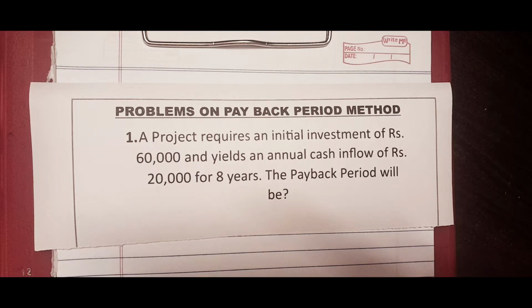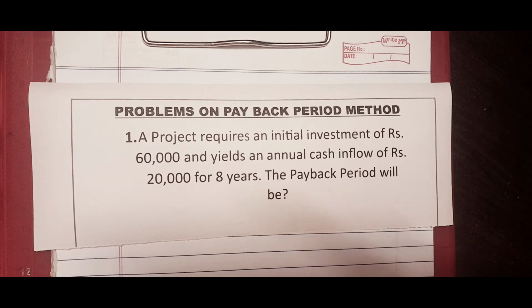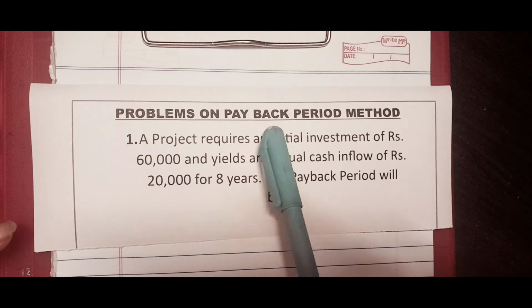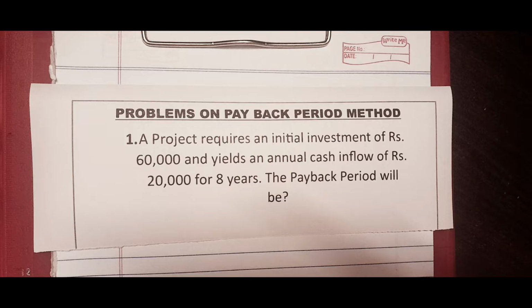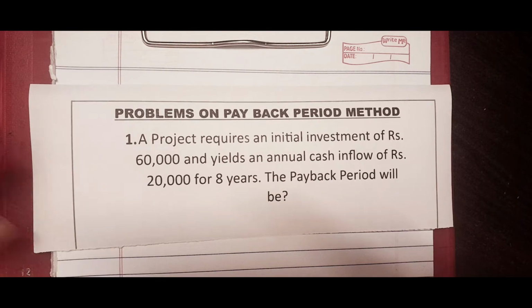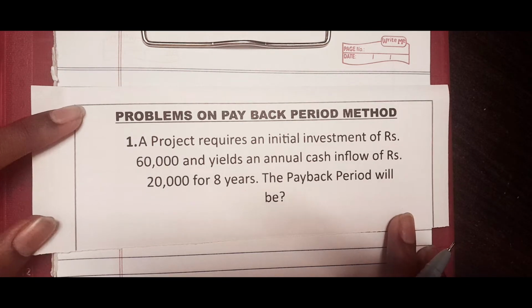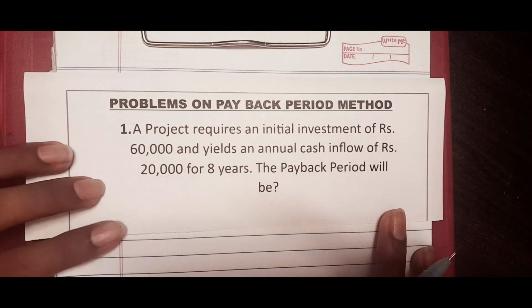From this particular video, we'll be starting to solve the problems on the fourth module, that is investment decisions. In this investment decisions, you have total 5 methods to solve the problem. We'll start solving one by one. The first method is the payback period method. There's a question on the screen. Please take a screenshot of the question or at least pause the video and write it down so that it will be easy for you to solve along with me.